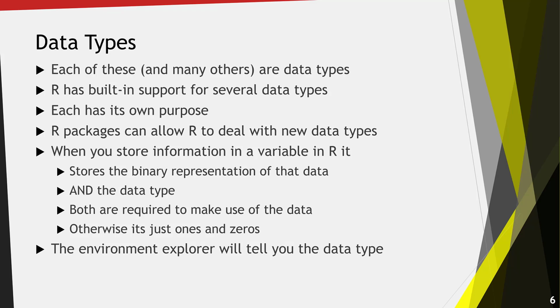R has built-in support for many different data types, and each has its own purpose. Importantly, R packages can allow R to deal with new data types. When you store information in a variable in R, it stores the binary representation of that data in the computer's memory and the data type. You need both of those to make use of the data, because otherwise it's just a bunch of ones and zeros. The Environment Explorer will not only tell you the content of a variable, but also the data type.